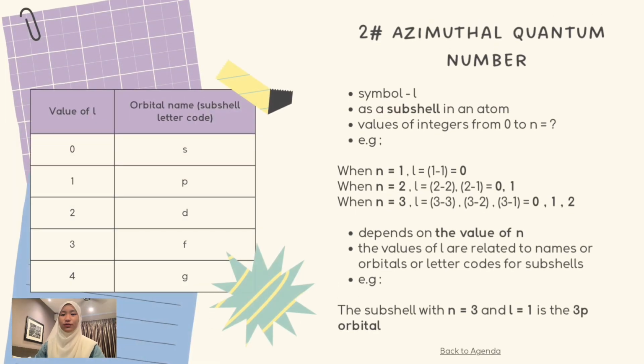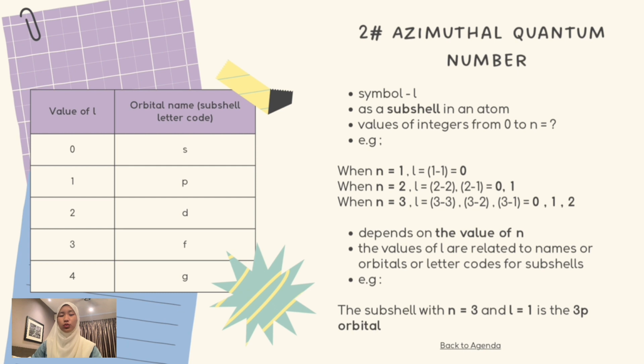Next, we will continue with the azimuthal or angular quantum number, which uses the symbol L, and it describes a subshell in an atom. The values are integers from 0 to n minus 1. As an example, if n equal to 1, then n minus 1 is 1 minus 1, so the subshell is 0.